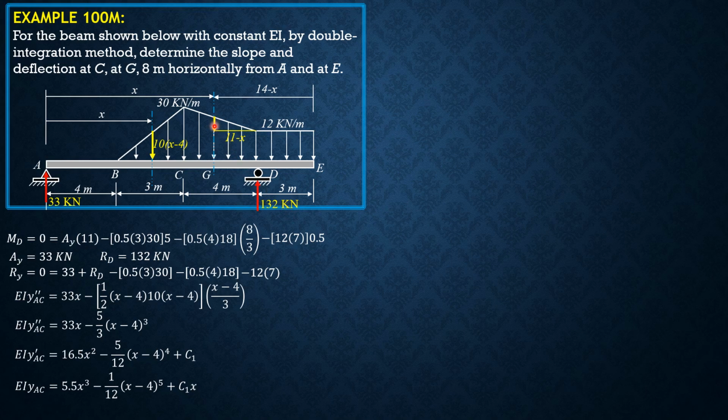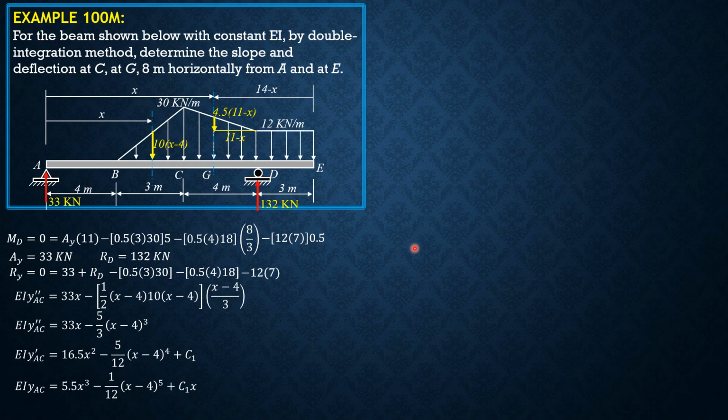Then let's call that W2, this intensity. W2 over 11 minus X equals 18. 30 minus 12 is 18 over 4. 18 over 4 is 4.5. Therefore, the intensity of this loading is 4.5 times 11 minus X as shown.